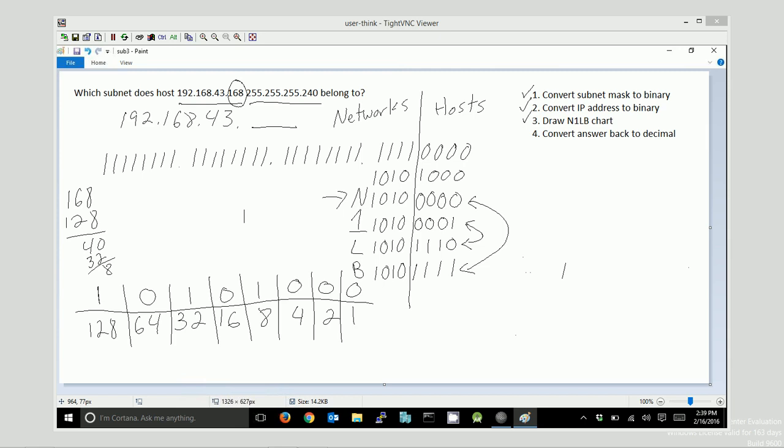So the answer happens to be this: 10100000. I'm going to convert that back to decimal. I can actually use my same chart down here, just the bottom of it. I want a 10100000. Effectively, I'm adding 128 and 32. So the answer is 160. 192.168.43.160 is the name of the subnet that host belongs to.